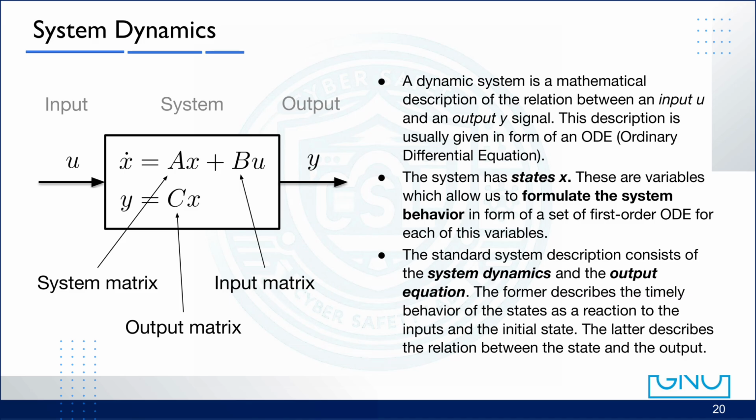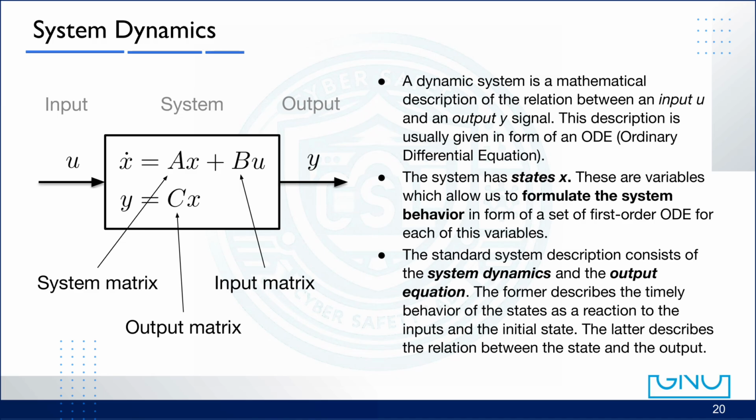These states represent the internal condition of the system. For example, in a car, x could include the position, velocity, or heading angle. The standard form of the system can be written as x dot equals A times x plus B times u, and y equals C times x. Here's what each term means.